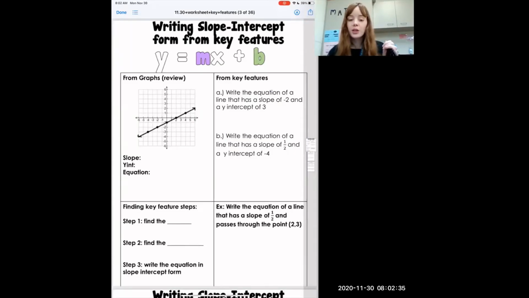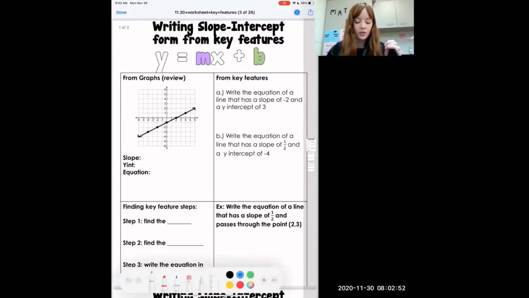Okay, so in this video, we are going to focus on writing slope-intercept form equations from key features. That means they give us parts of the equation and we need to figure out the rest. We've technically already done this last week when we found them from equations, so I'm just going to quickly review that so you can remember how to write the equations from graphs.